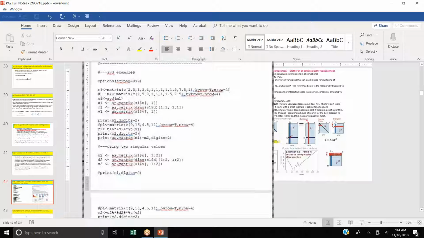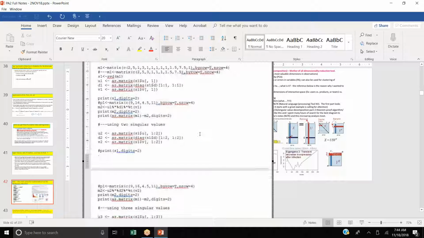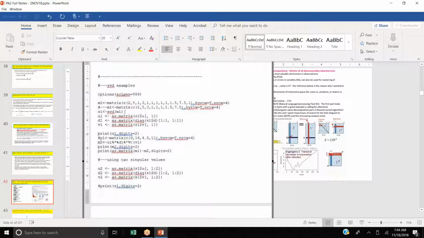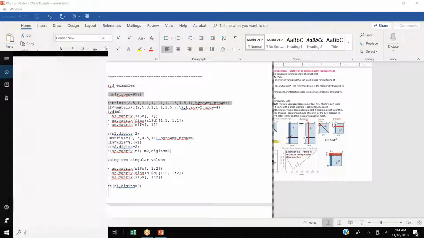Thank you. So I'm going to run this example and explain to you what happens, how it happens. Again, the ideas are simple. The idea is to reduce the dimensions. Okay, so let's define a small matrix M1. Before that, I want to take some options in R. I'm going to open R.